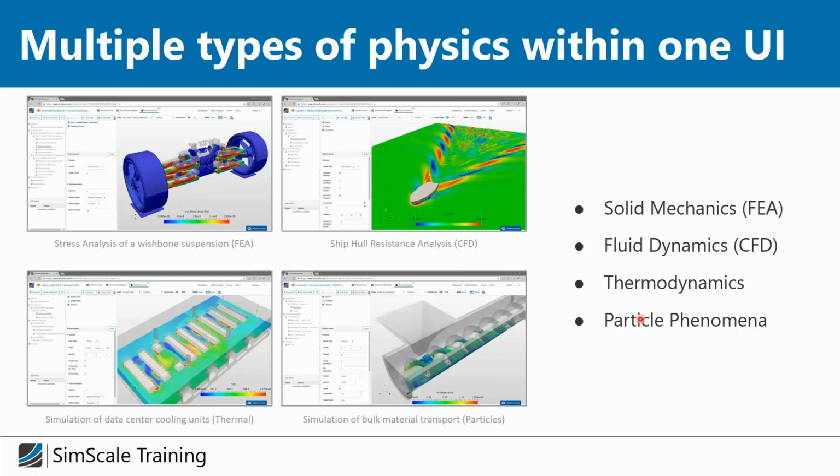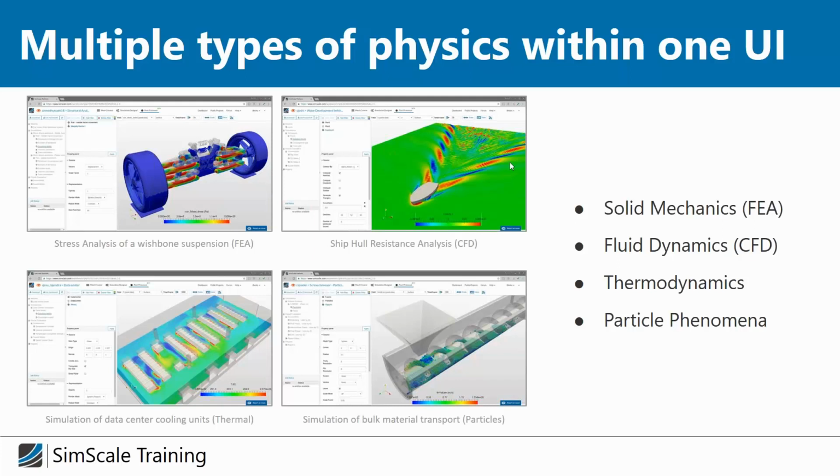And yes, let's just take a look at what SimScale is able to do. So first of all, it's a simulation platform which is not limited to a single type of physics. And here you can see 4 very good examples showing the big bandwidth of simulation applications you can perform with SimScale. Starting from what we're talking about today, finite element analysis for solid mechanics simulation. Here, for example, you can see stress analysis of a wishbone suspension of a car.